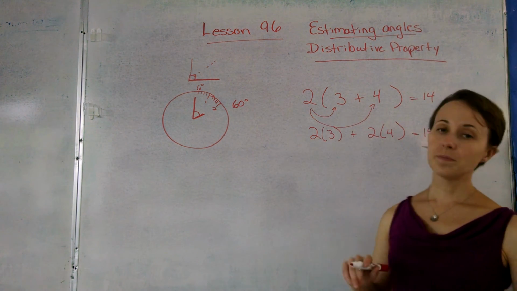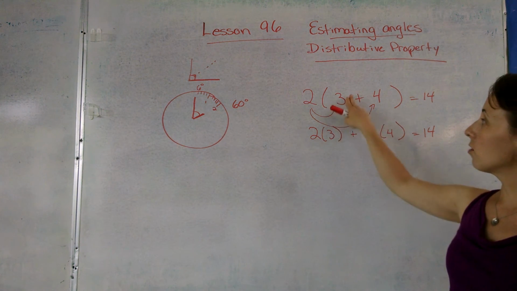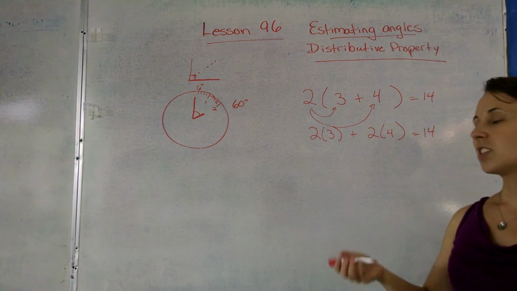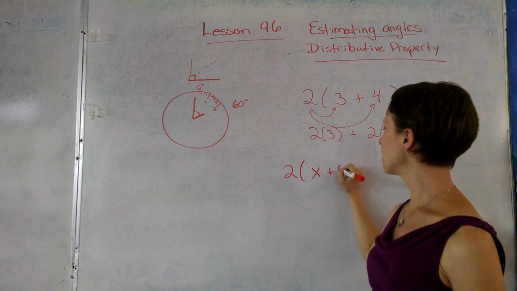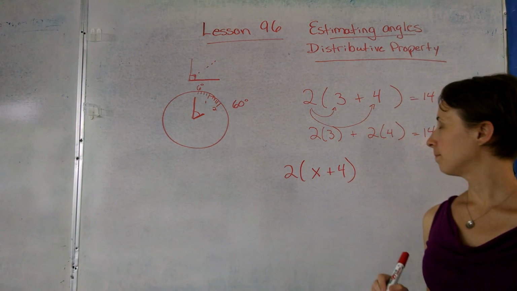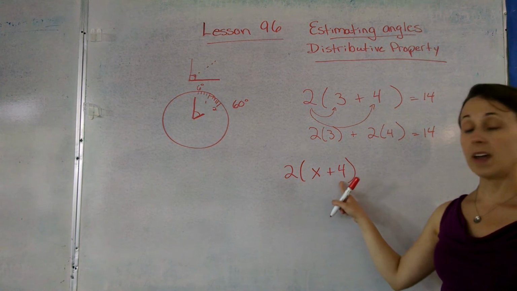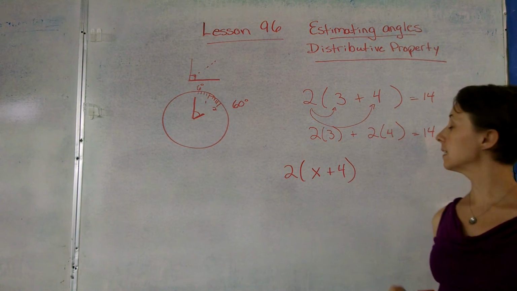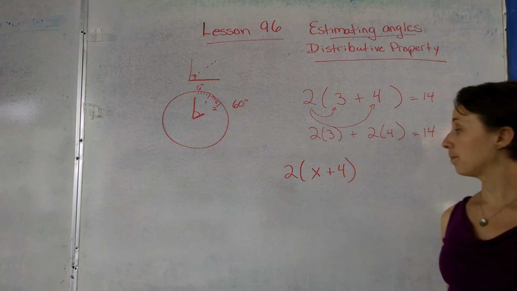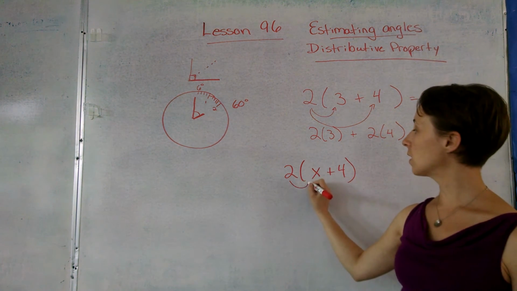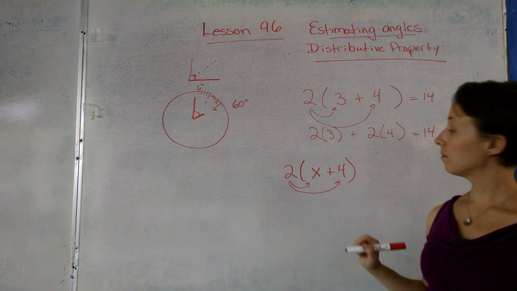When you have a variable, you write it out this way, but instead of whatever the number is, you just leave it as x. Let's see what that looks like. If I had 2 times the quantity x plus 4. Well, now I wouldn't be able to solve it using order of operations. I can't add x plus 4 right now. I don't know what x is. I can use the distributive property to help me write it a little differently. To do that, I'd take 2 times x plus 2 times 4. Same way as I did before.